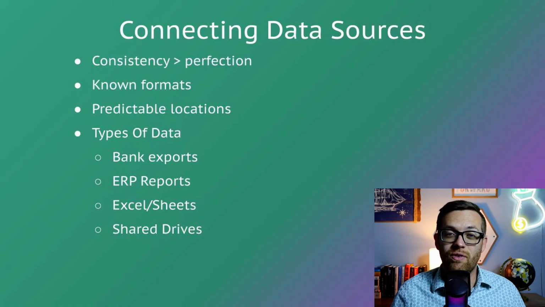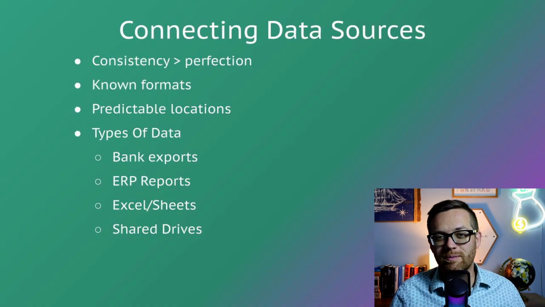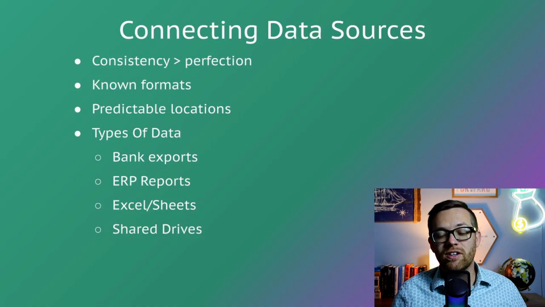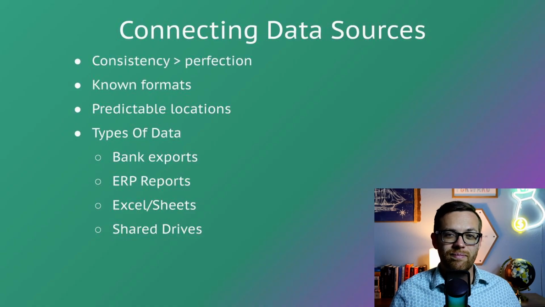Folder-based intake is your friend here. ERP reports are another common source. Things like your scheduled cash reports, reconciliation exports, anything that can be saved to a file on a schedule can become an automation input. And trust me, you don't need deep ERP integration to get value.